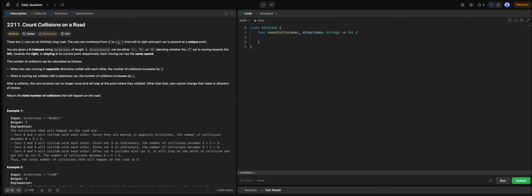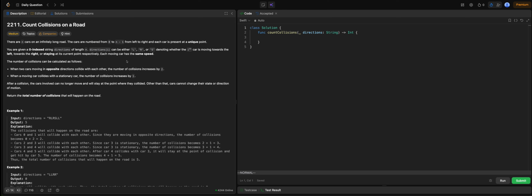So technically, from left to right in this array, each car is present at a unit point. We're given a 0-indexed string directions of length n, and each character can be left, right, or stay. This tells whether each car is moving towards the left, toward the right, or staying at the current point respectively. Each moving car has the same speed. That means every car is going with the same momentum.